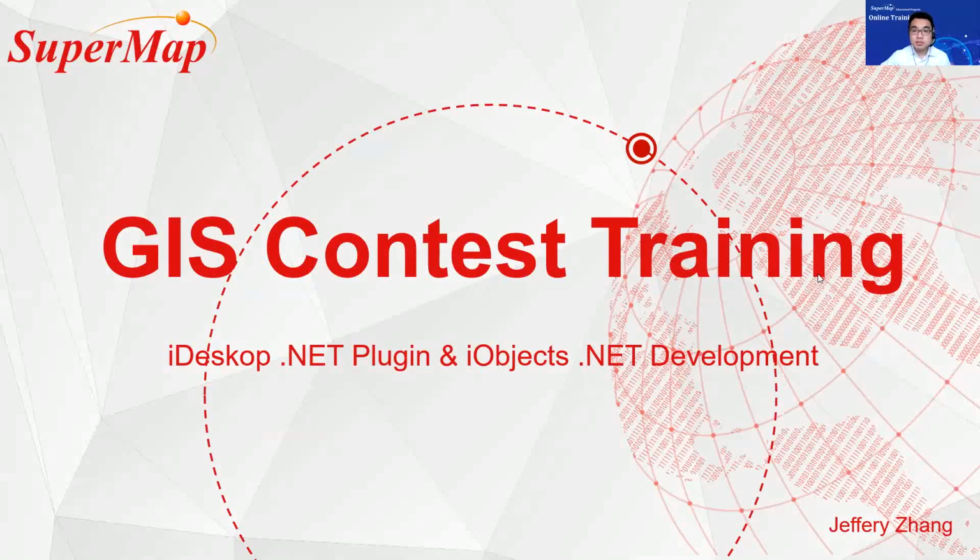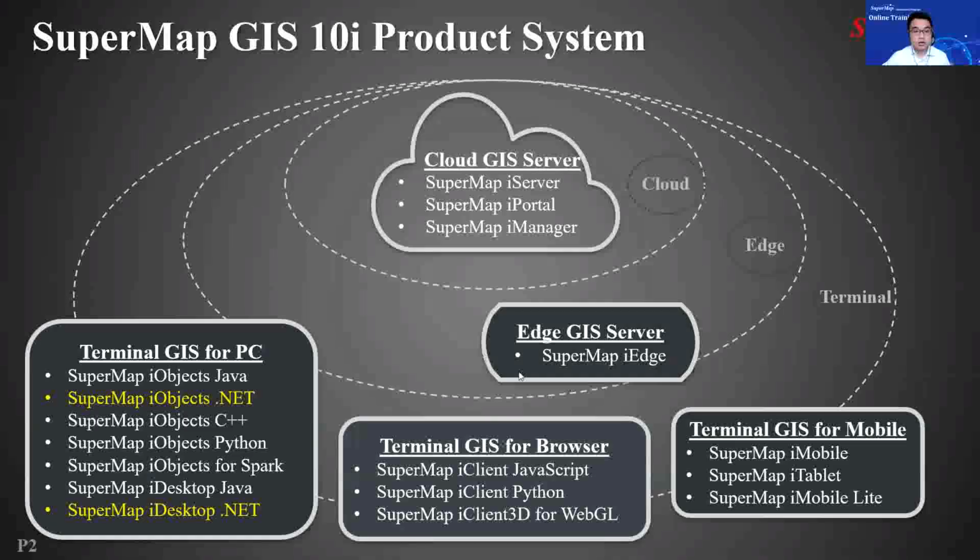And so here we can review this architecture. From here we can see that iDesktop.NET and iObjects.NET, these two products, are related to the PC terminal. So today we just focus on how to do development for the PC terminal.